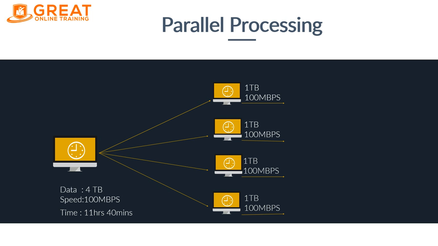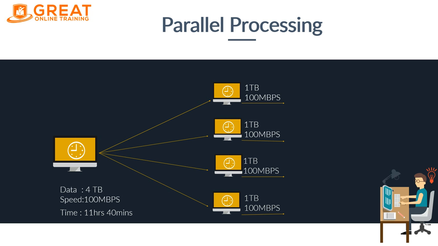So how much time will it take for the first machine to process 1 terabyte? That is 175 minutes. You can calculate it like 1 terabyte into 1024 into 1024 divided by 100 into 60. Or simply, for 4 terabytes it required 700 minutes, so for 1 terabyte it will be 700 by 4, which is 175 minutes. So if it took 175 minutes for the first machine, it will also take 175 for the second, 175 for the third machine, and 175 for the fourth machine.